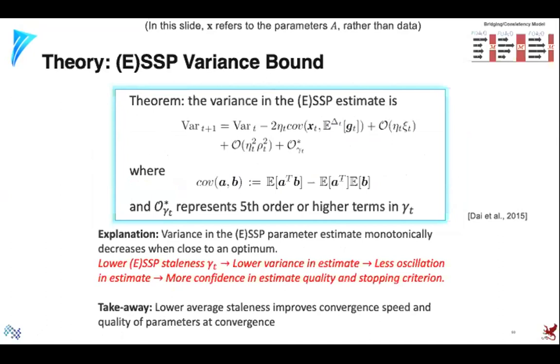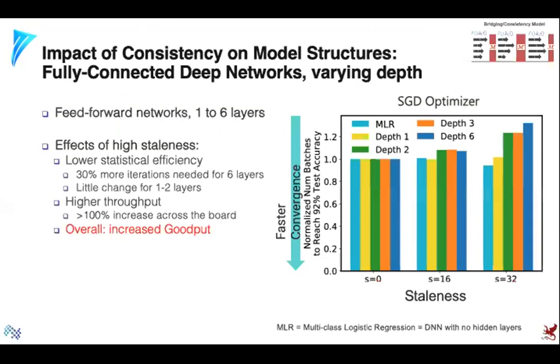Here, it's basically saying that the uncertainty in the parameter estimates monotonically decreases when close to a local optimum. The idea is that low variance in the estimates leads to higher stability of parameter estimates. So that's more confidence in the result, and more confidence that when you trigger a stopping criterion, like the gradient isn't changing that much or the objective function isn't changing that much, you can be pretty confident that it's actually converged. Lower average staleness improves convergence speed and parameter quality. That's basically the takeaway.